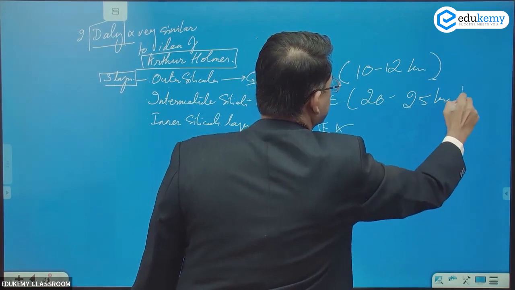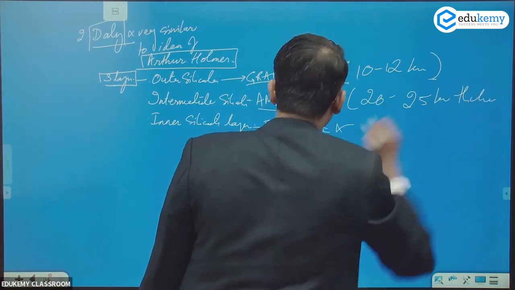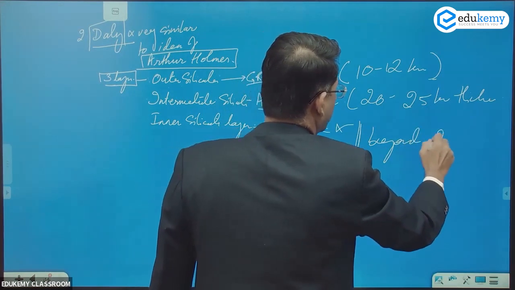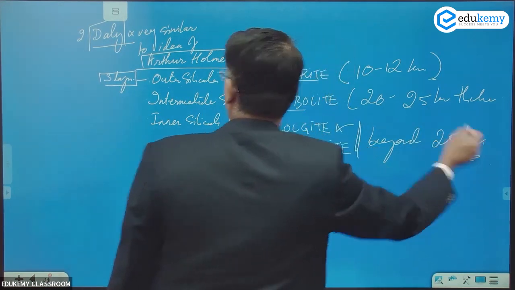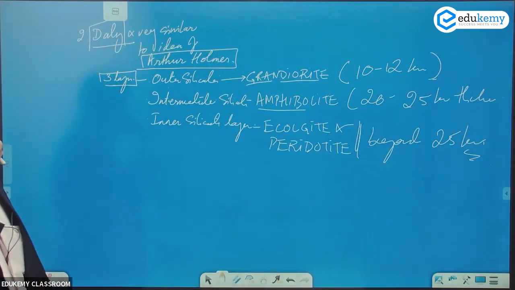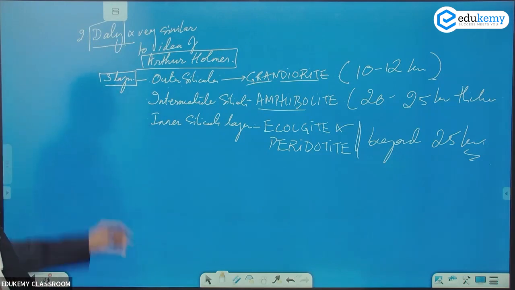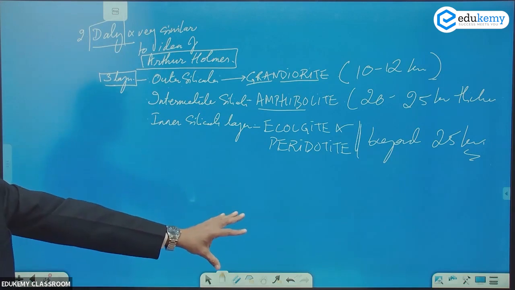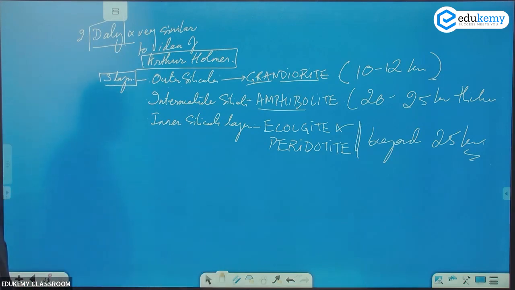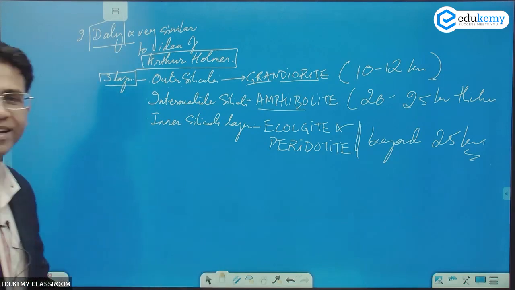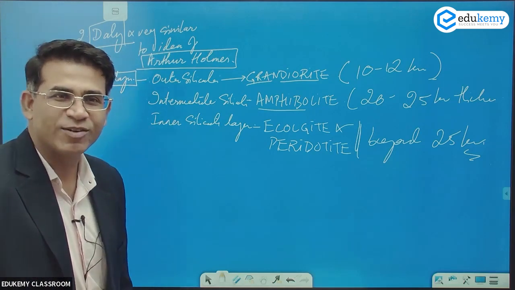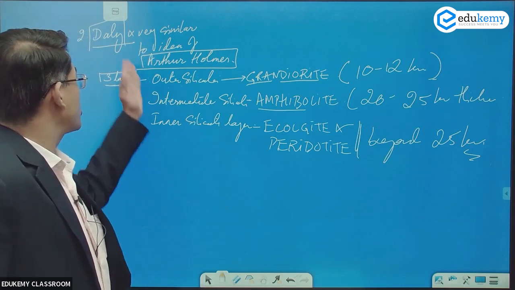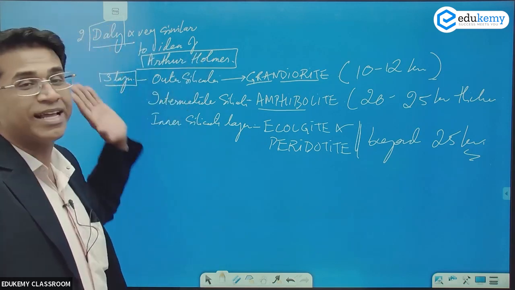25 kilometers thickness, and this is beyond 25 kilometers. Okay? 10 to 12 kilometers, 20 to 25 kilometers, and beyond that it is eclogites and peridotite. Soumya, he said he's from Ashoka's lineage. Chalo, okay. So our Ashoka here is Arthur Holmes and Daly.